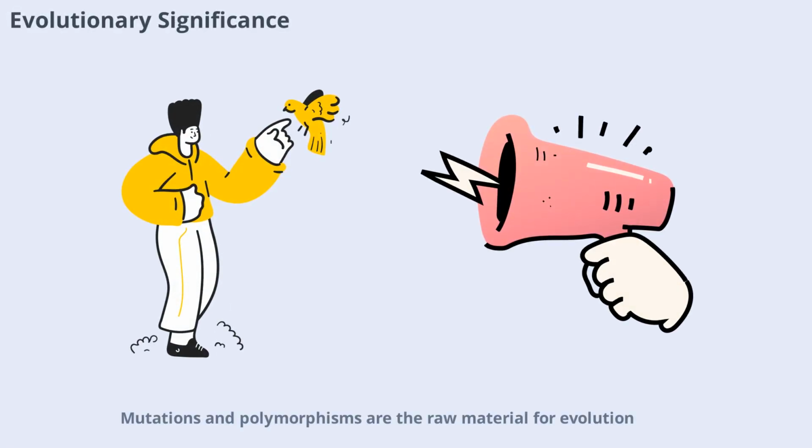Mutations and polymorphisms are the raw material for evolution. They introduce genetic diversity, allowing populations to adapt to changing environments. Over time, beneficial variations become more common while harmful ones may disappear. This ongoing process shapes the evolution of species and the diversity of life on Earth.